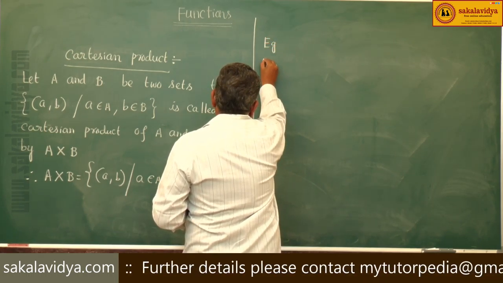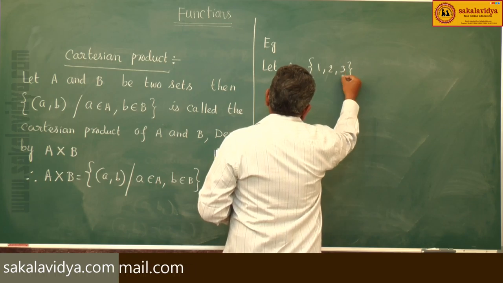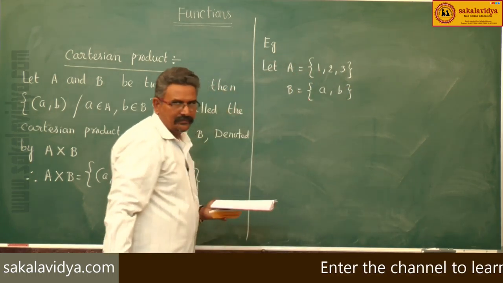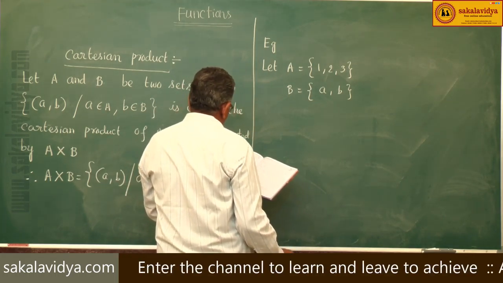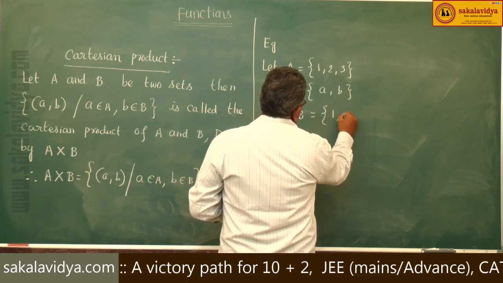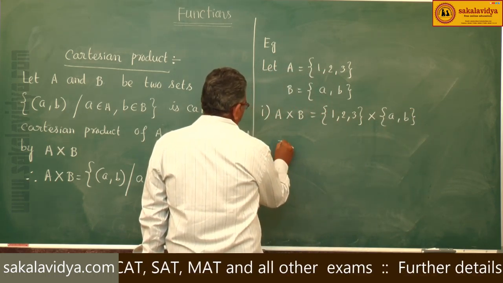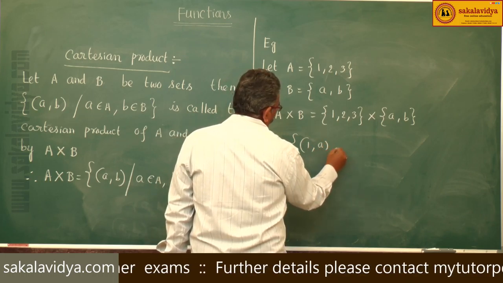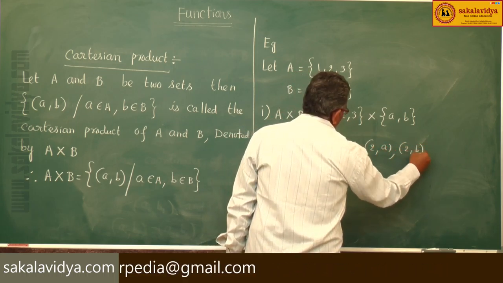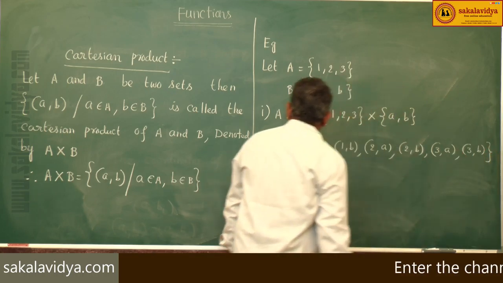Example: let A equals {1, 2, 3}, B equals {a, b}. Now we have the two sets A and B. So first let us find A cross B. A cross B is equal to {1, 2, 3} cross {a, b}. Now this equals (1, a), (1, b), (2, a), (2, b), (3, a) and (3, b). So this is A cross B.